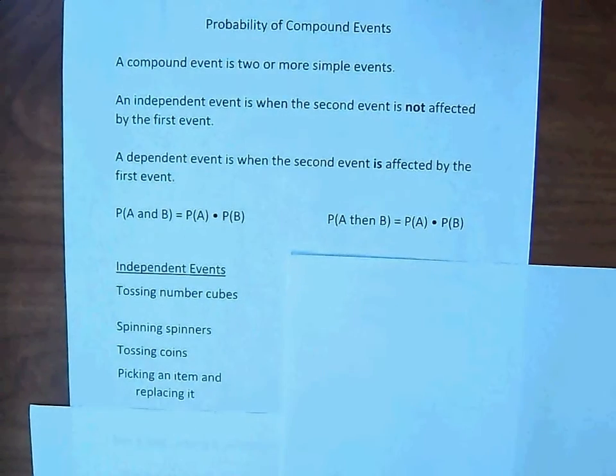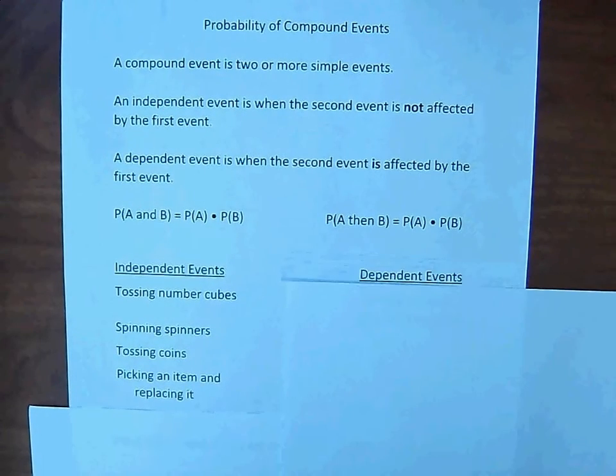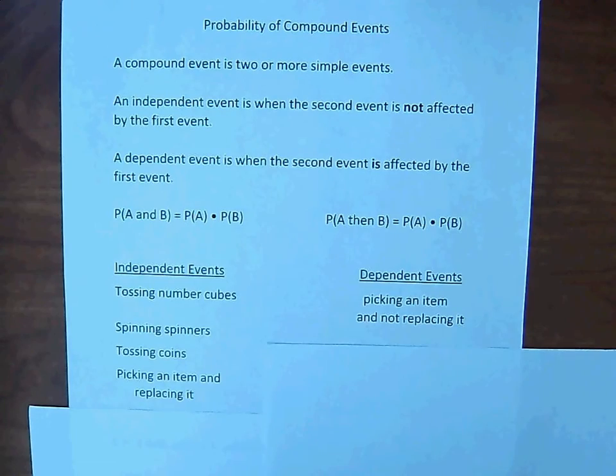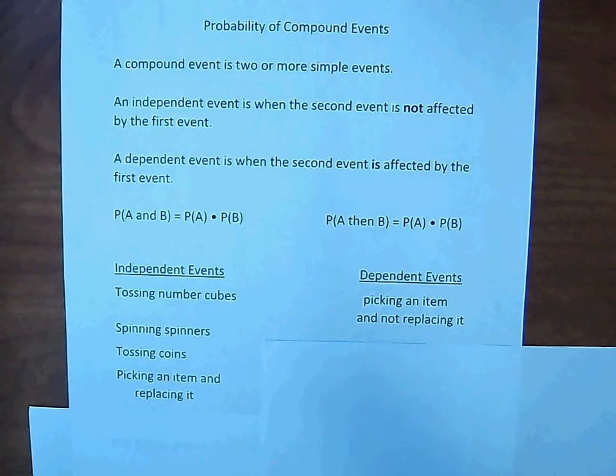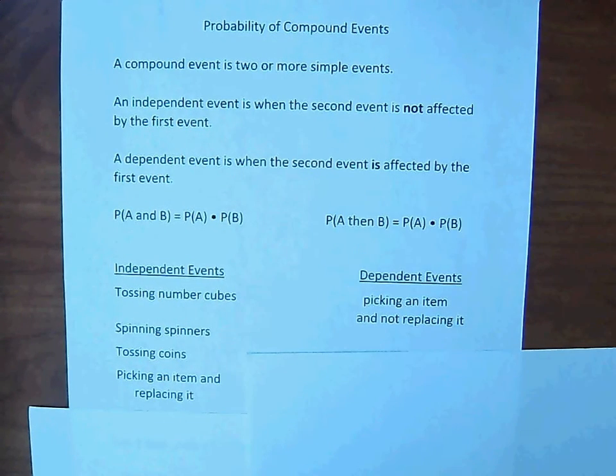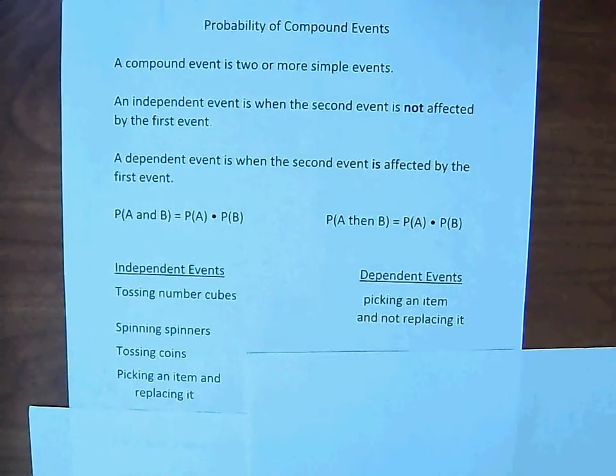Now with dependent events, there's really only one event, and that is picking an item and not replacing it. So that's if you are picking items, whether it's marbles or coins or cards, whatever it may be, and if you pick the first thing and do not put it back before you make the second pick, you have changed what you could select from, and your outcomes will then be different. So that is a dependent event.